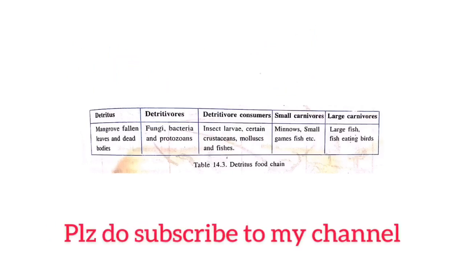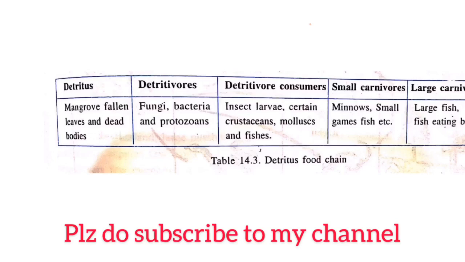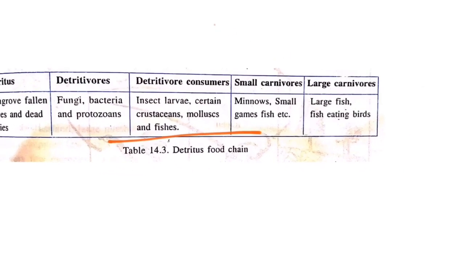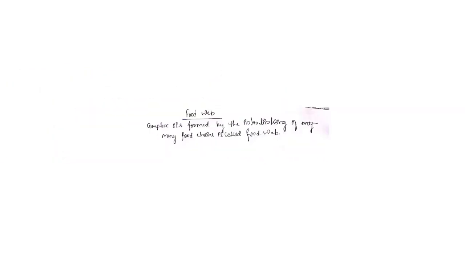So here, any fallen leaves and dead bodies are attacked by the bacteria, fungi, protozoans, etc. And this is eaten up by the insect larvae, certain crustaceans, mollusks and fishes. And it is eaten up by small fishes, and then by the large fishes. That is about detritus food chain.